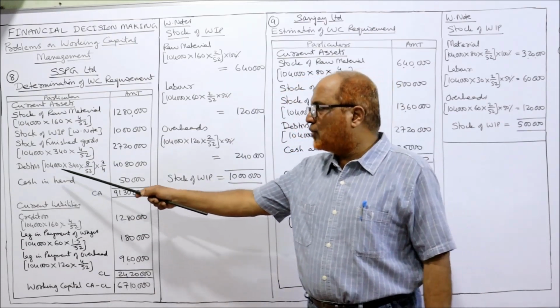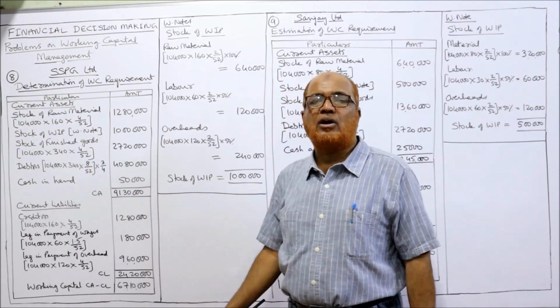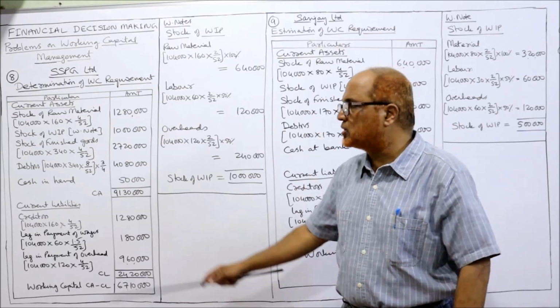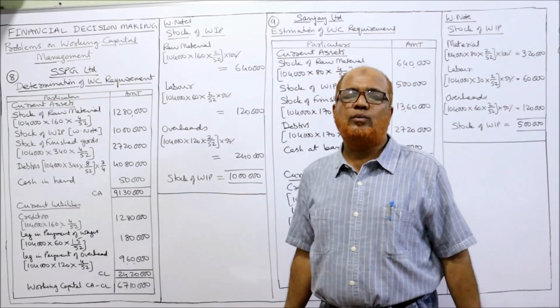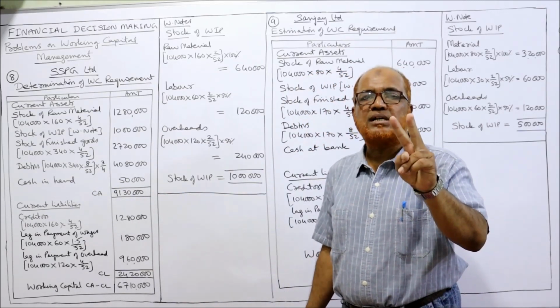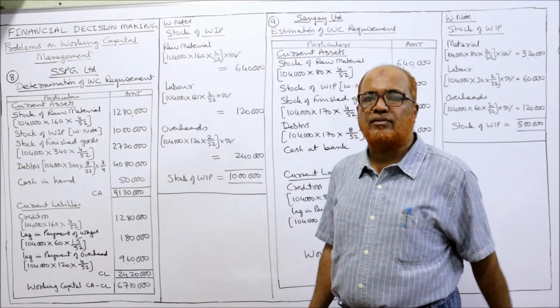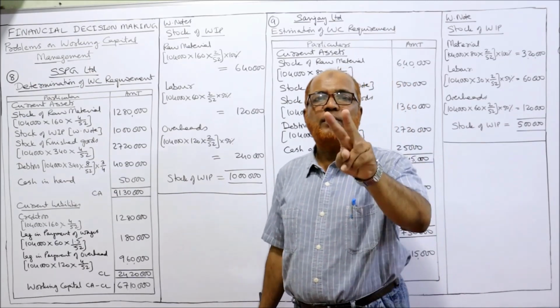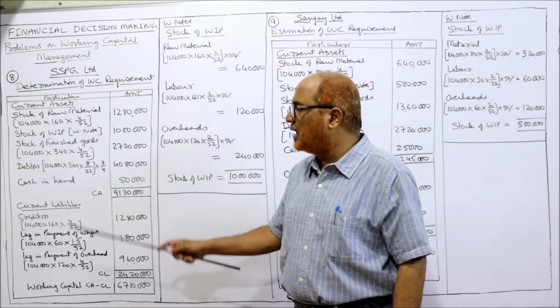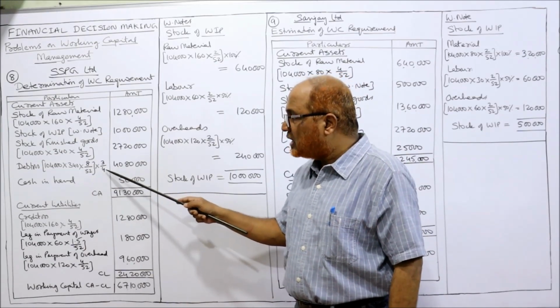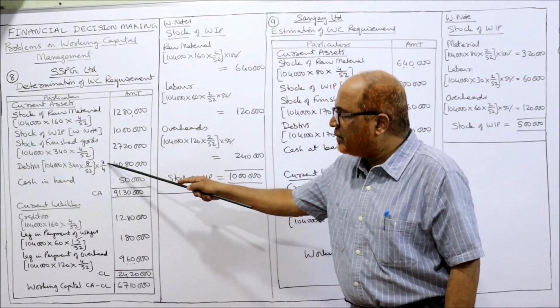Debtors: 1,04,000 units into 340, the cost per unit, total cost 340. 8 by 52, because we are allowing 2 months credit period to debtors. That is given in the problem. 2 months means 8 weeks, 8 by 52, into 3/4. Why am I multiplying by 3/4?